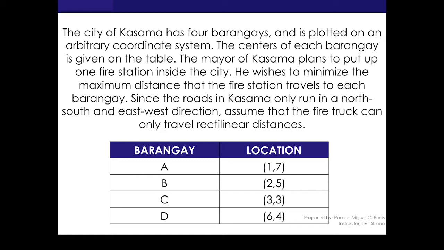Also given in the problem is that the roads in Kasama can only travel north to south or east to west. Therefore, all roads are rectilinear, or we can only go up and down, left or right, but not diagonally. This now proves a challenge since we are also getting the distance. Distance will always be a positive value.